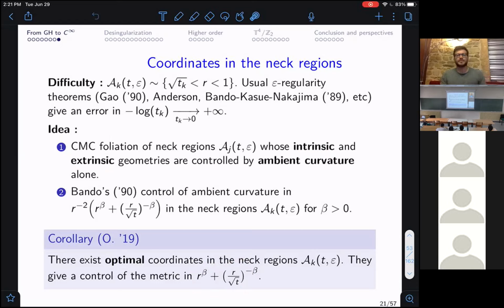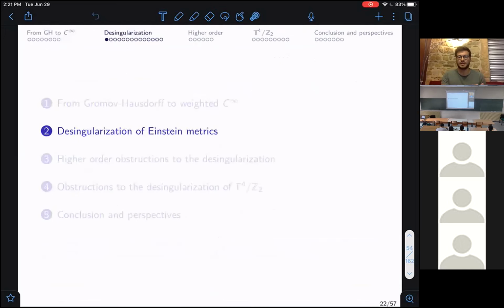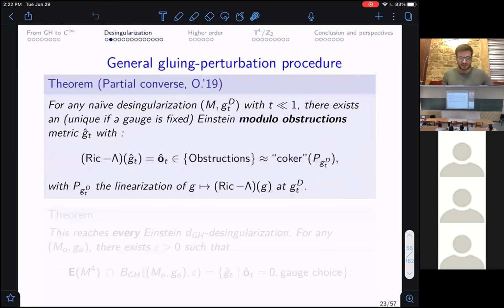So every Einstein metric which is close to an orbifold is a perturbation of a naive gluing. Let's now look at the converse. Let's take a naive gluing and let's try to perturb it to an Einstein metric. And that's the next theorem. That's a partial converse. So let's take a naive gluing with a small enough parameter. We want to approximate something which is close to an orbifold.